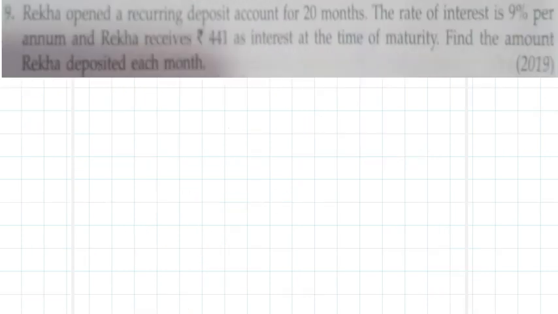Right? So question number 9 is, Rekha opened a recurring deposit for 20 months. The rate of interest is 9% per annum. Rekha receives, this is interest, at the time of maturity. Find amount Rekha deposited each month, right? So now the question has changed. We have to find P.